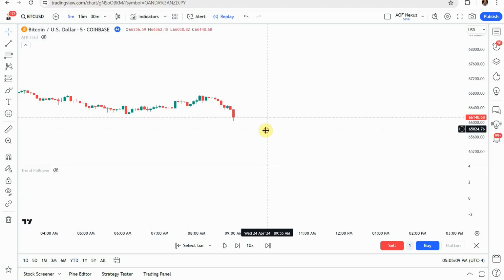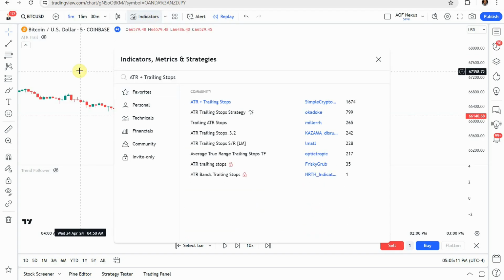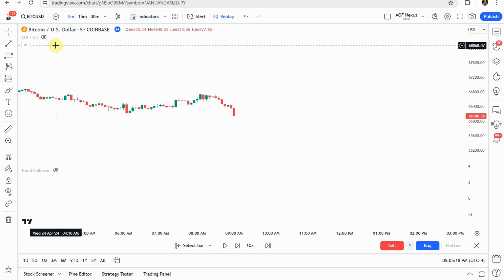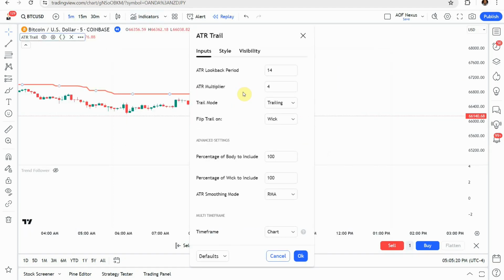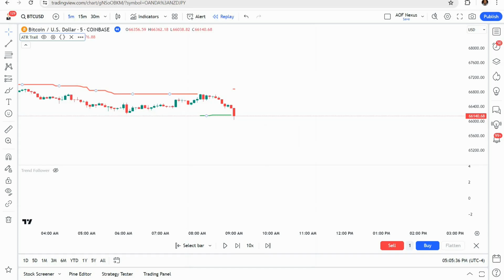So we'll go ahead and hide these two indicators here. The first indicator we will add to the screen is going to be the ATR plus trailing stops, this one right here. Add that to the screen, and we're going to jump into the settings on this one, and under the ATR multiplier right here, you're going to change that to 4, and under the flip trail on, this one right here, you're going to switch it from close to wick right there. Go ahead and click OK, and that indicator will be set up.